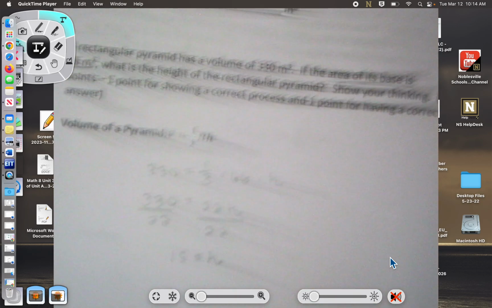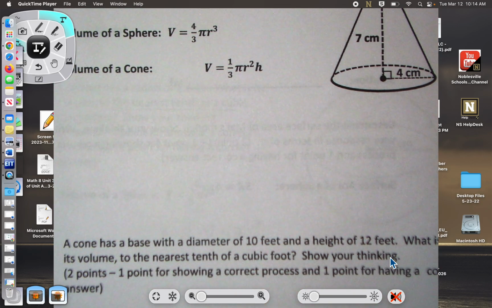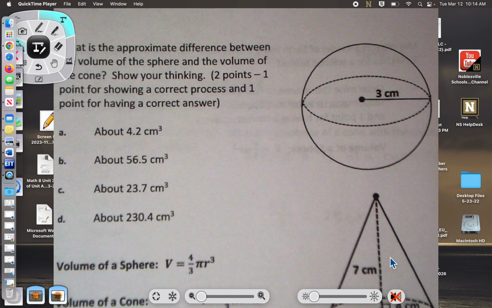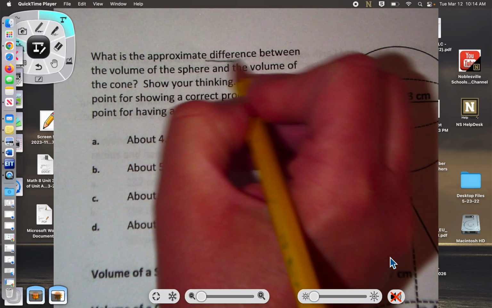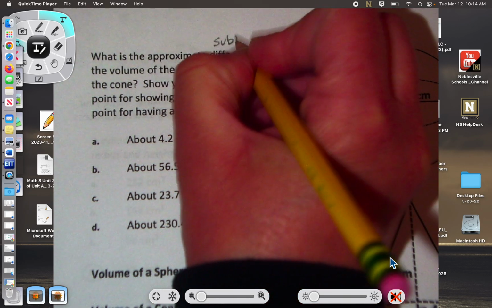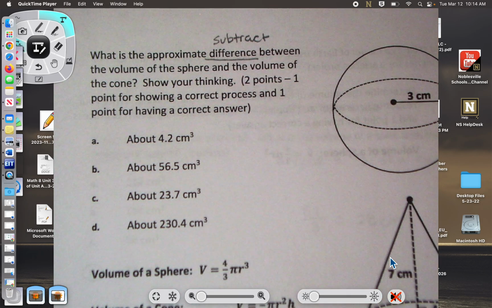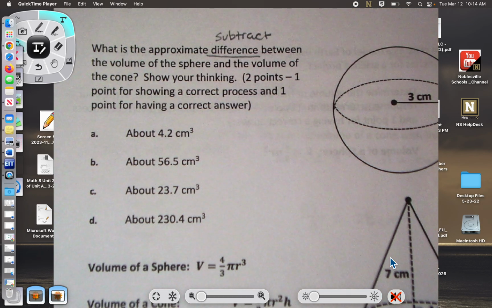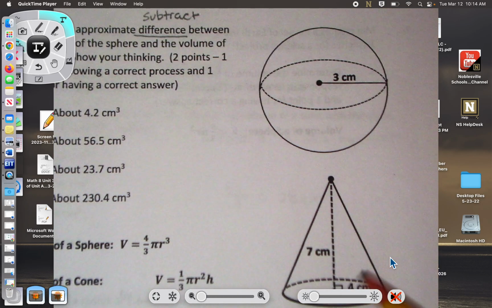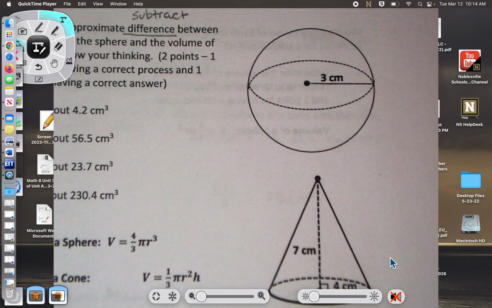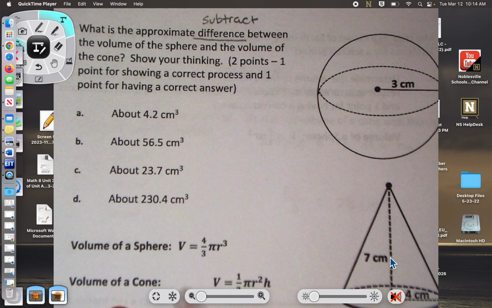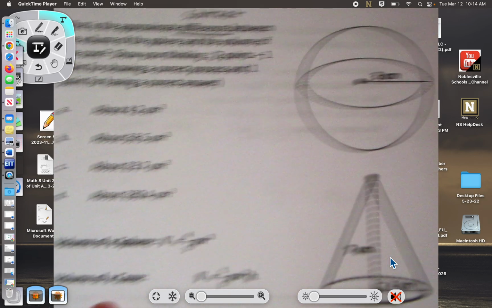All right, number 5. What is the approximate difference between the volume of a sphere and the volume of the cone? Well, difference means to subtract, right? So we're going to find the volume of the sphere, then we're going to find the volume of the cone, and we're going to subtract them. Okay, formulas are here. Formulas will also be on the quiz in this exact same location.